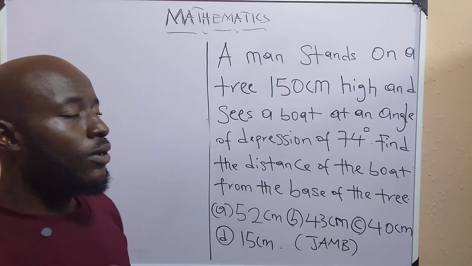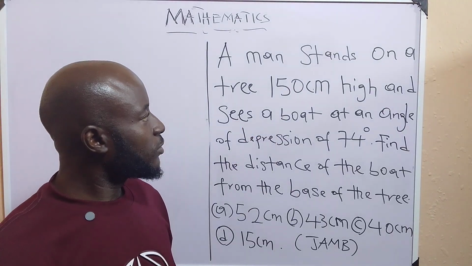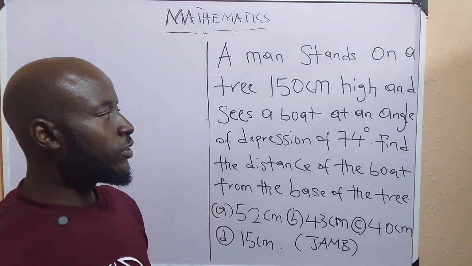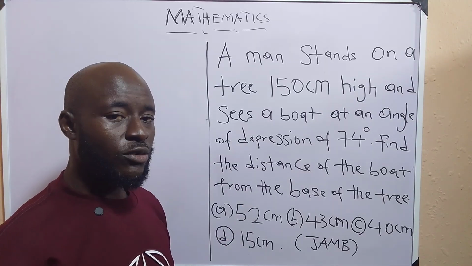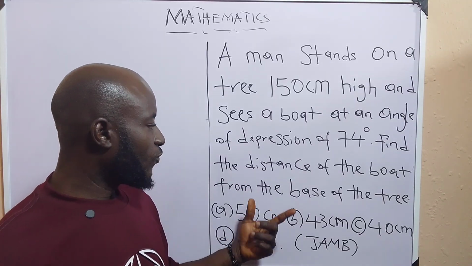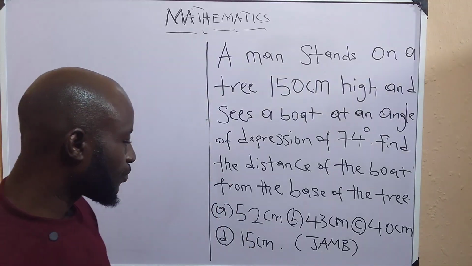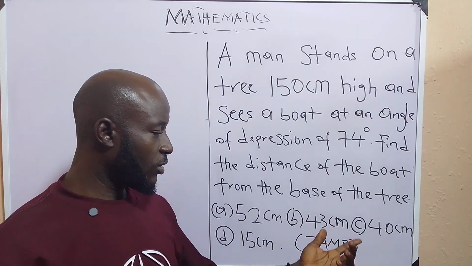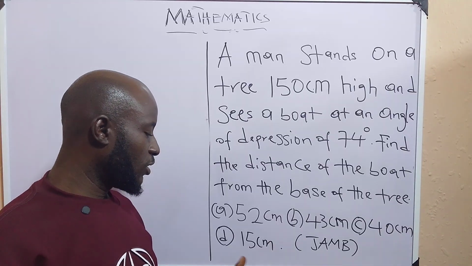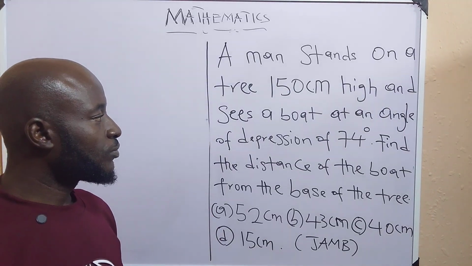Students, let's have a look at this question. A man stands on a tree 150 centimeter high and sees a boat at an angle of depression of 74 degrees. Find the distance of the boat from the base of the tree. Option A, 52 centimeter, B, 43, C, 40 centimeter, D, 15. Of course, this is a jump question.